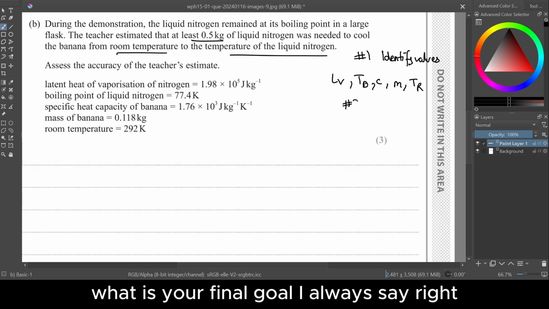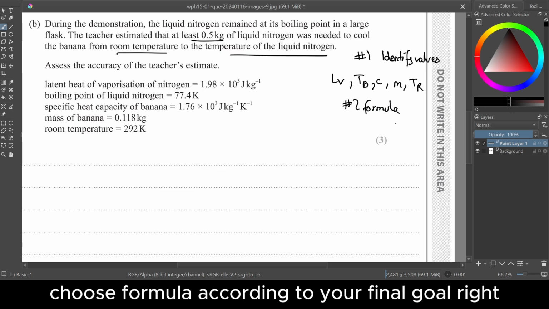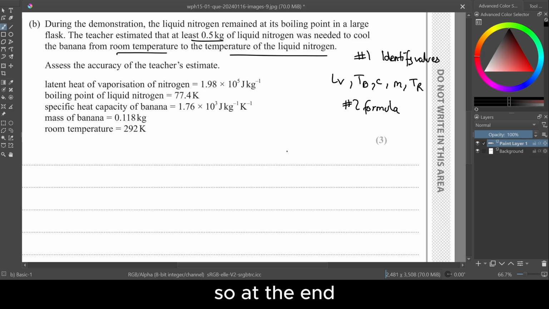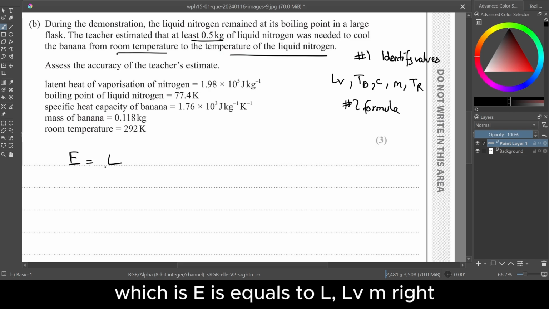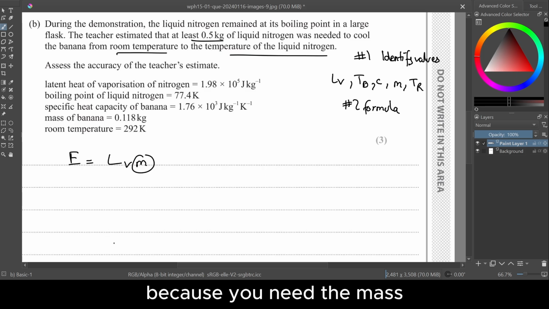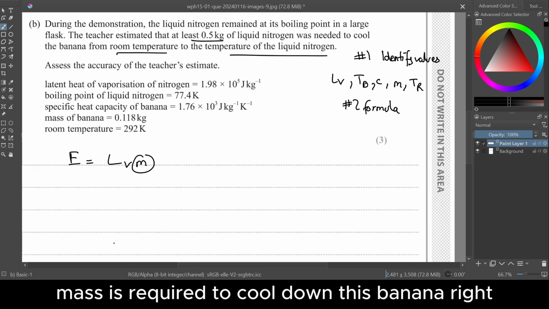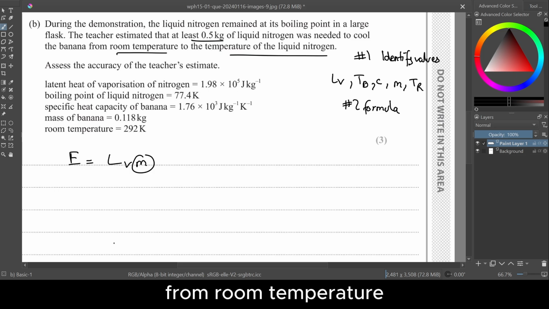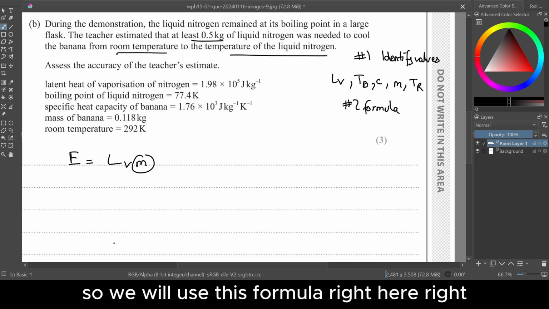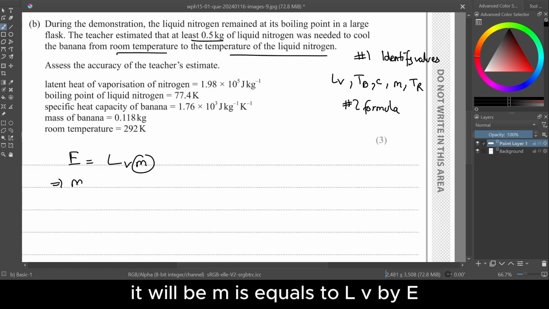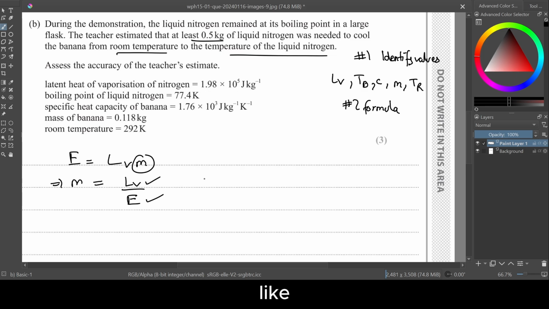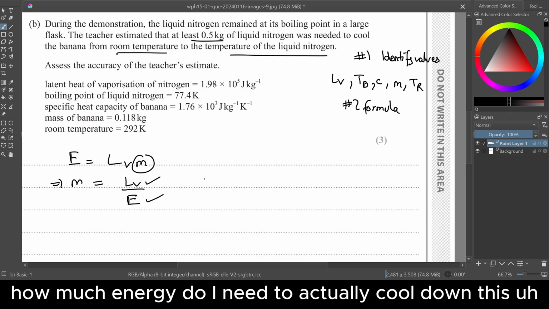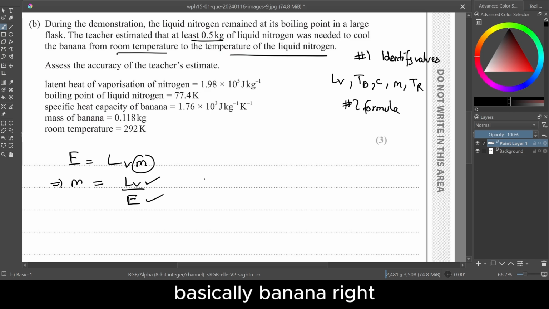Now, what is your final goal? I always say, choose the formula according to your final goal. So at the end, you're going to use the latent heat of vaporization formula, which is E equals LVM, because you need the mass, how much mass is required to cool down this banana from room temperature to the temperature of liquid nitrogen. So if you rearrange it, it will be M equals E divided by LV. Now I have the latent heat of vaporization of nitrogen, but I don't have the exact energy needed to cool down this banana.